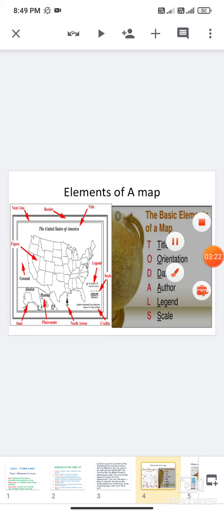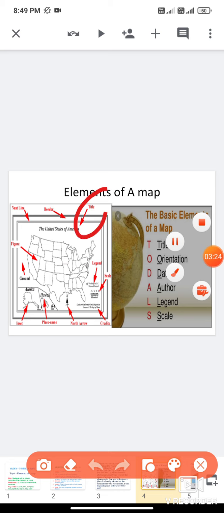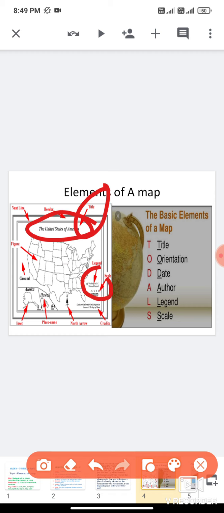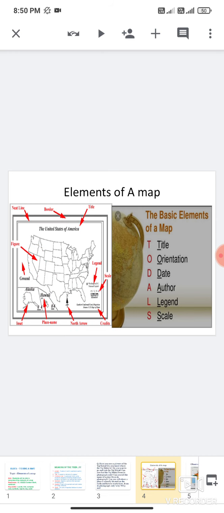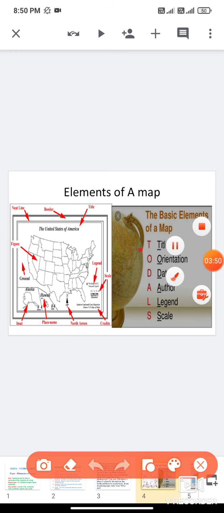As you can see, you have the title, known as the United States of America. You have the legend, that is the symbol. The scale, the credit, the north arrow, direction, place name Hawaii, inset, that is Alaska, the grid lines. All these are elements of a map. As written here: title, orientation, date, outer, legend, and scale. So these are the basic elements of a map.